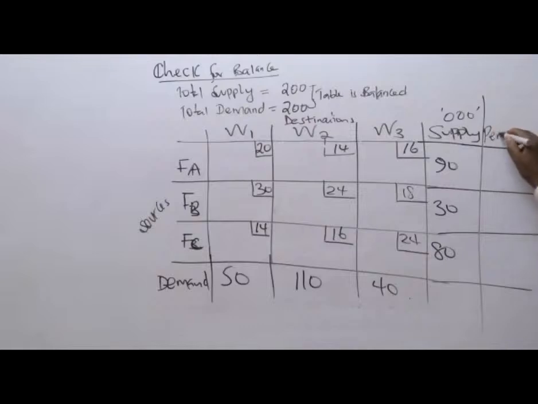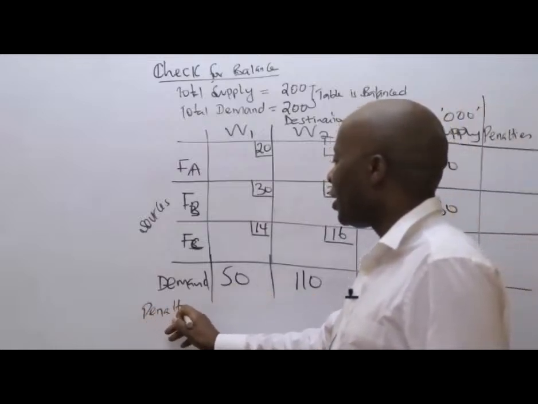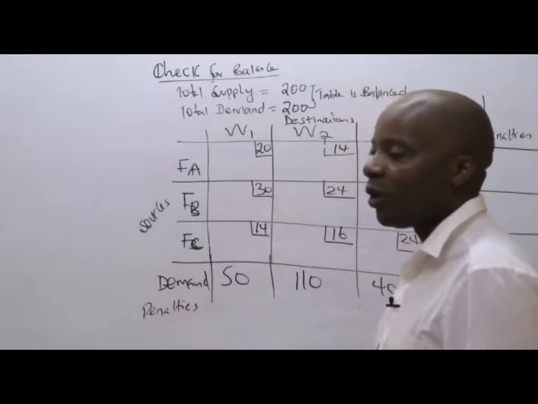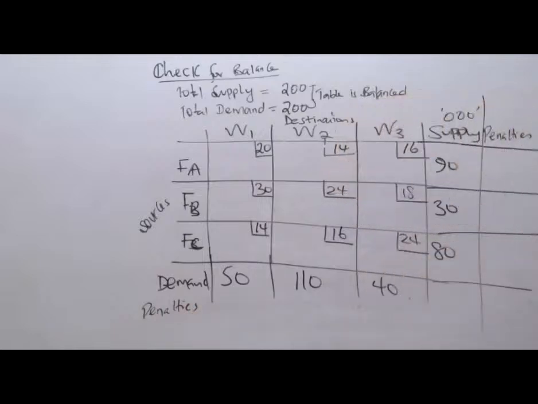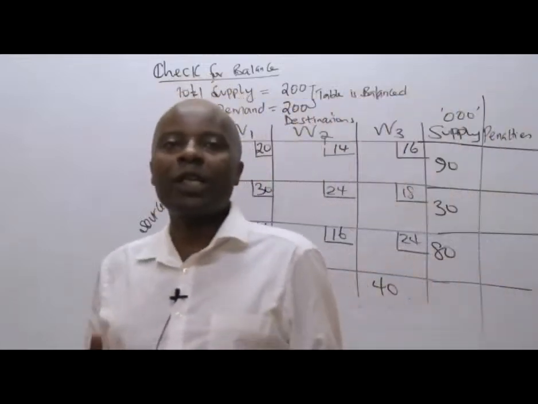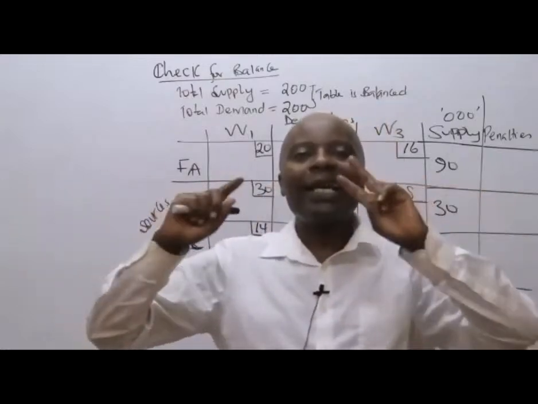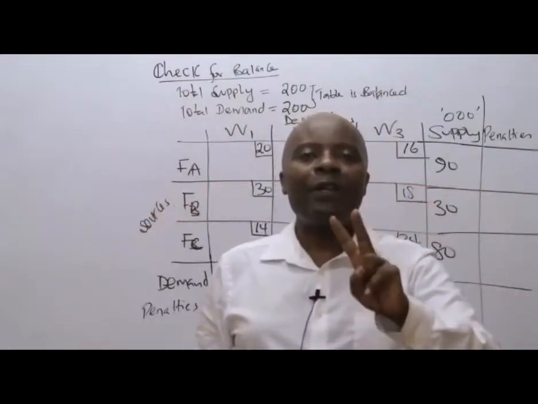So we have here penalties for this particular row versus penalties for this particular column. We calculate penalties for the sources versus penalties for the destinations. But how do we get these penalties? To get penalties, ladies and gentlemen, we shall go to each row, selecting the two very best cells.